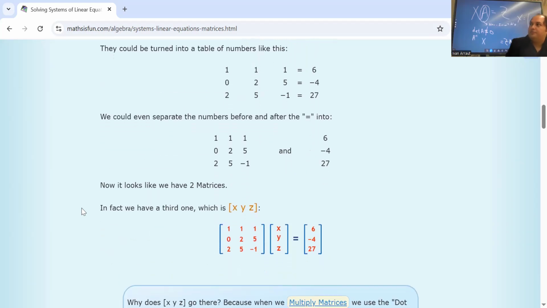It becomes like this. This is the matrix multiplied by a vector x, y, z, which denotes the different variables, and this is equal to 6, -4, 27, which is another vector. This is the system of equations displayed here, but now in a very simplified notation. And this is precious when you have a huge amount of equations, a huge amount of variables, a huge amount of things.